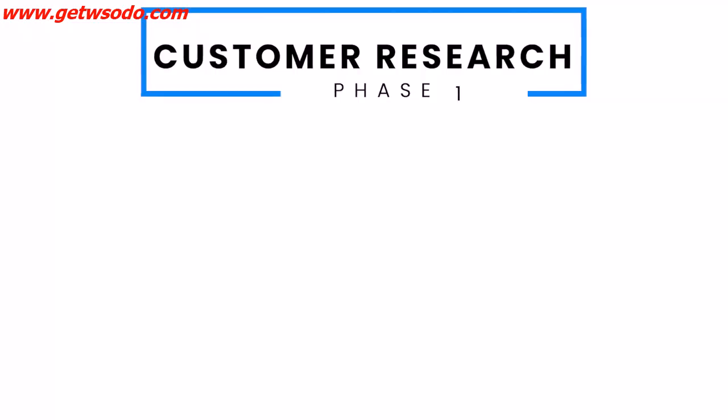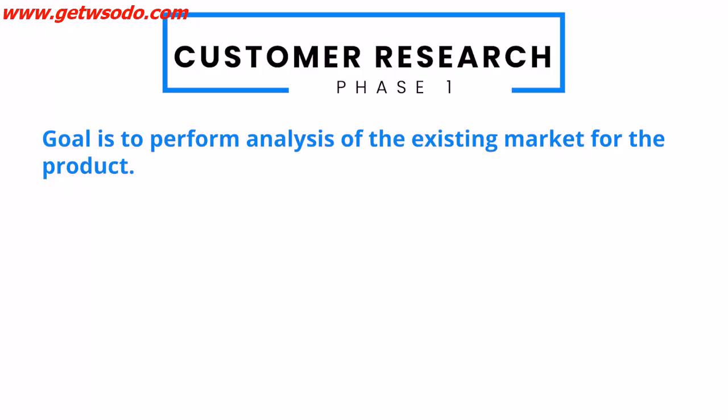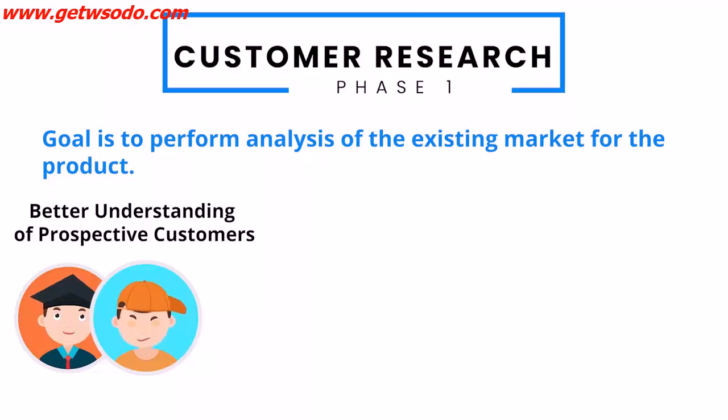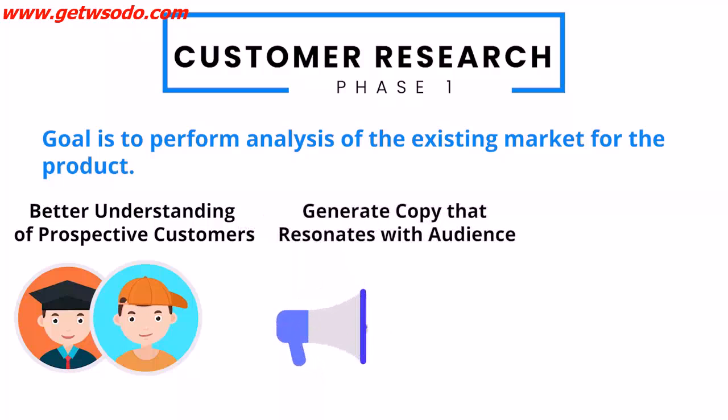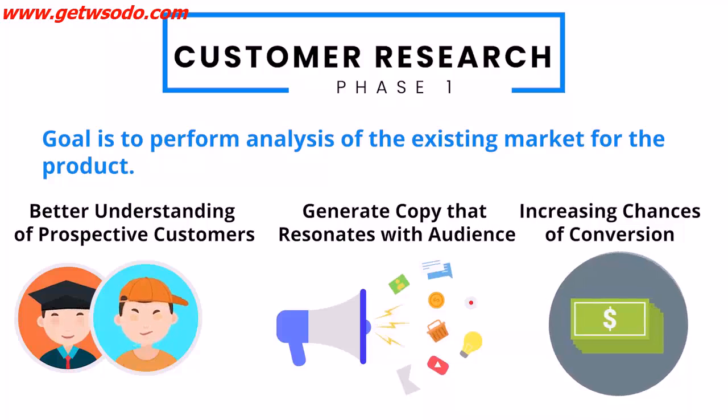Alright, so in phase 1, we're going to be performing customer research. Now the goal of this phase is to perform an analysis of the existing market for the product to better understand who our prospective customers are. By doing so, we can generate copy that will better resonate with our audience, increasing the chances that they convert.